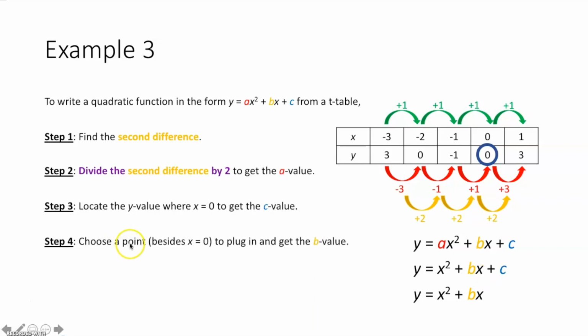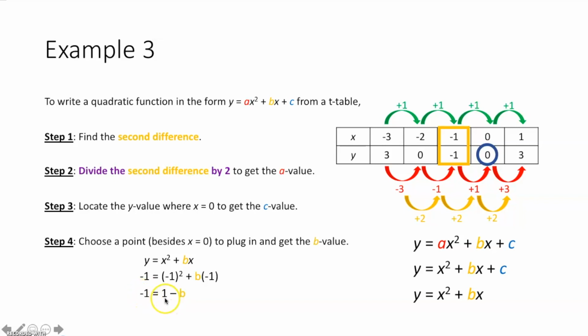Next, we're going to choose a point besides x equals 0 to plug in and get the b value. So let's pick a point. How about -1, -1? So we're going to take what we got so far, y equals x squared plus bx. We're going to plug in -1 for our y value, and we're going to plug in -1 for our x value as well. Now, what's -1 squared? That's 1. And what's b times -1? That's -b. So you end up getting 1 minus b is equal to -1.